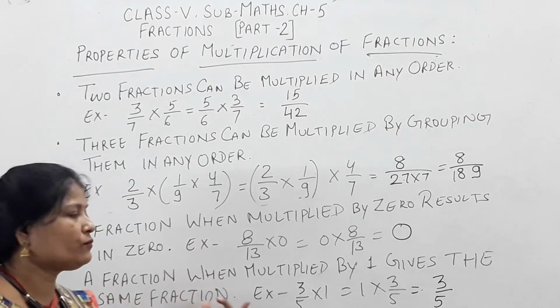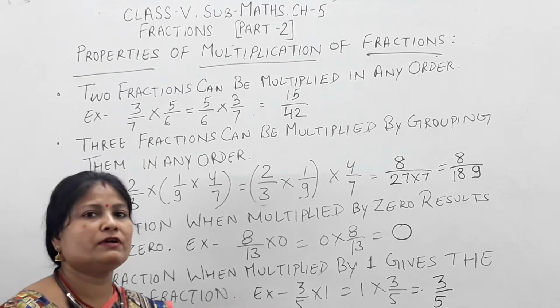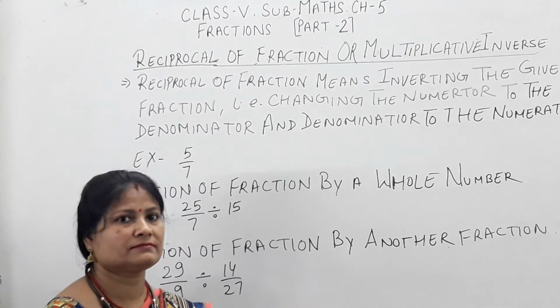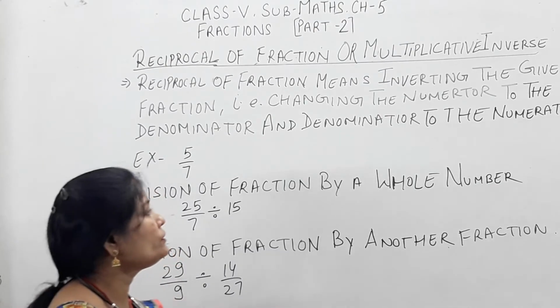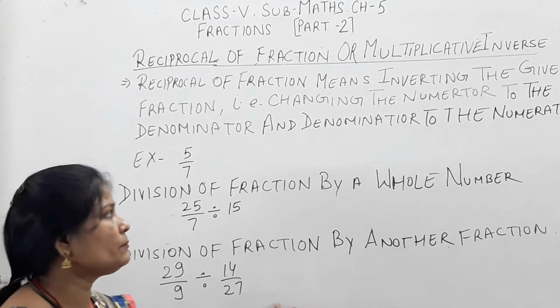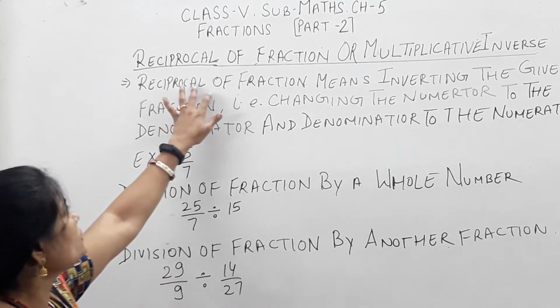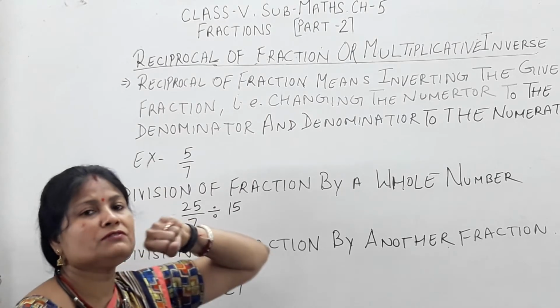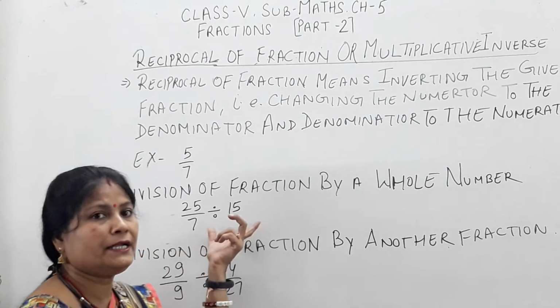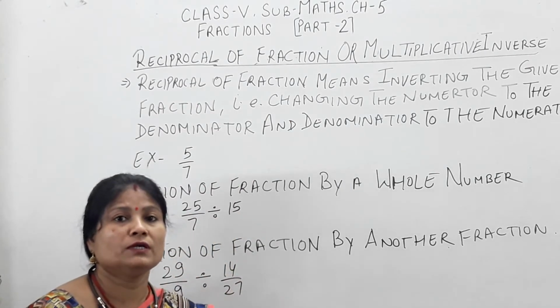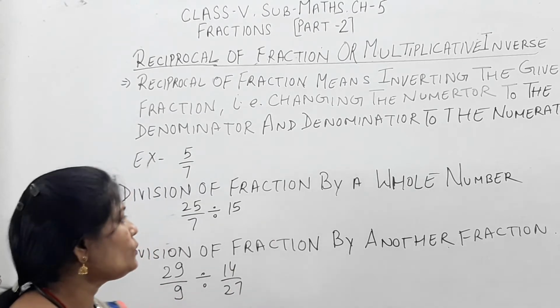If we multiply by 1, we get the same given fraction as a result. Yes children, we have already done the properties of multiplication. Now move to the division. How do we do the division? Because we can't divide a fraction by a fraction directly, so what will we do? Another operation should be done. Okay, no problem.